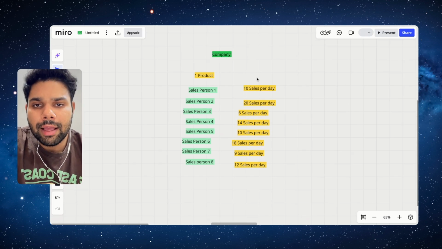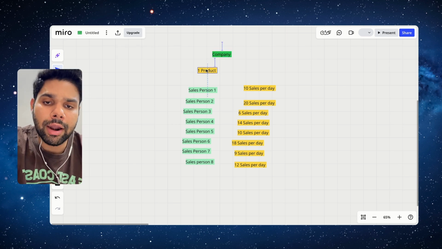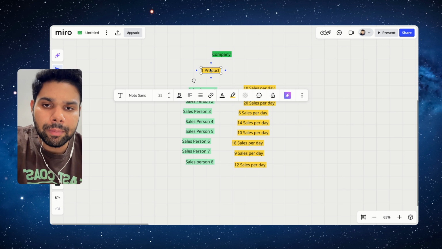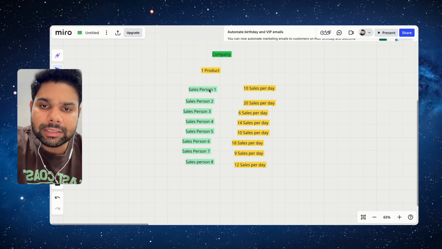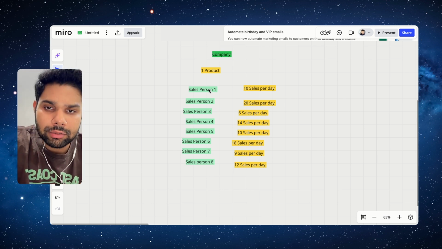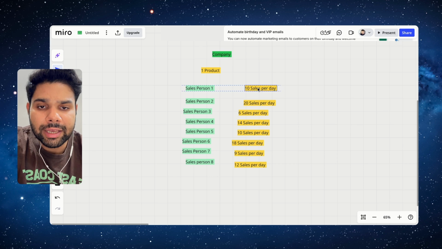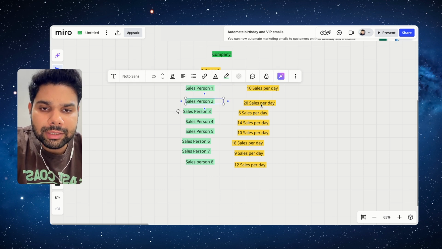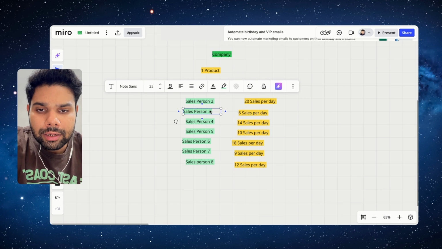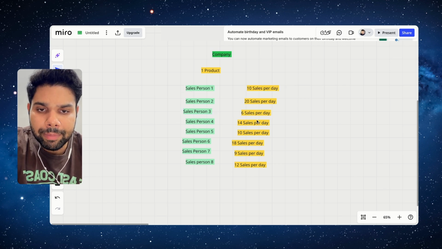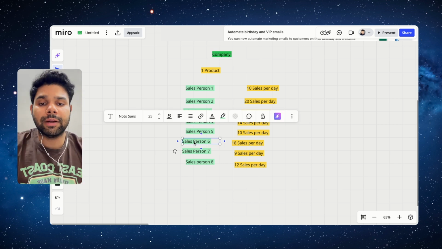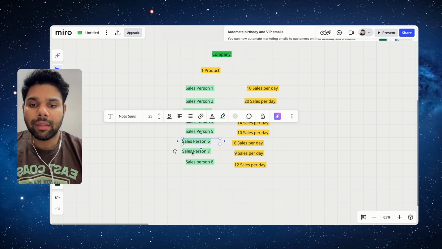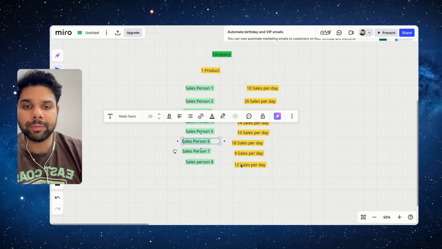I have a company, right? And I have one single product that I want to sell to the majority of the people. I want to scale my company, I want to scale my product, right? So I have 8 salespeople who are selling my products. Salesperson 1 does 10 sales per day, the second one does 20 sales per day, and salesperson 3 does around 6 sales per day, comparatively low compared with others. Salesperson 4 does 14 sales per day, the fifth 10 sales per day, one does 18 sales per day, which is very good, then 9 sales per day and 12 sales per day.